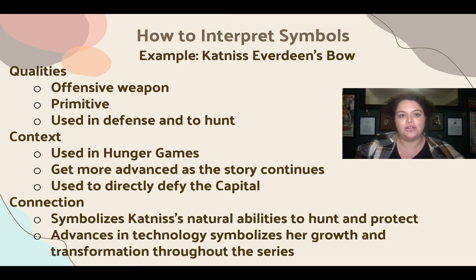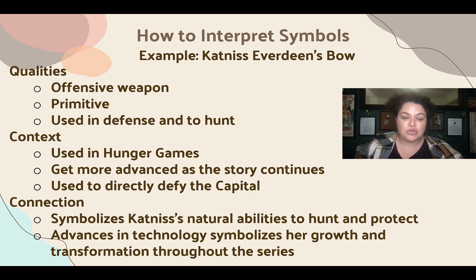Here's an example for you to look at. The example we're going to think about is Katniss Everdeen's bow from The Hunger Games. So what are the qualities of this object? First, it's an offensive weapon. It is normally very primitive, and it's used in defensive measures and also to hunt, right? The context that it's being used in is, one, the actual Hunger Games. The bow gets more advanced as the story continues, and it's used directly to defy the Capitol, okay? So when we consider all of those qualities and contexts, we can connect them and come to this interpretation. This bow symbolizes Katniss's natural abilities to hunt and protect, okay?